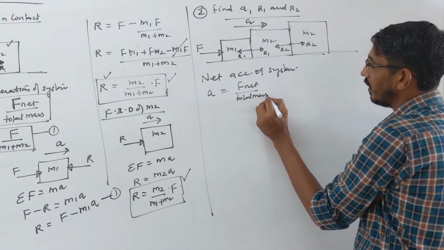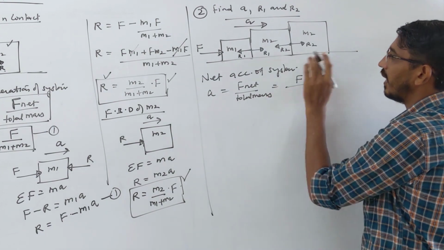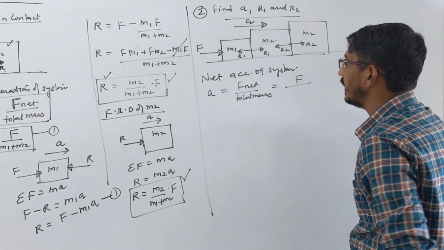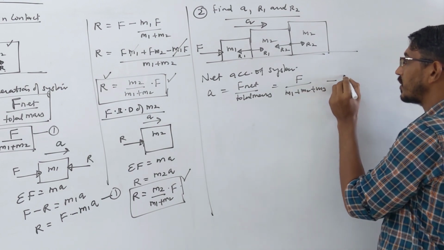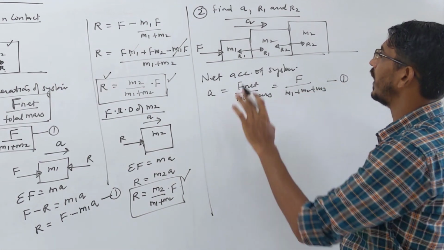Same formula, writing net force. Net force is only F acting here. Again, no friction here. So total mass: M1, M2, and M3. This is the acceleration of your system. Now we have to find R1 and R2.